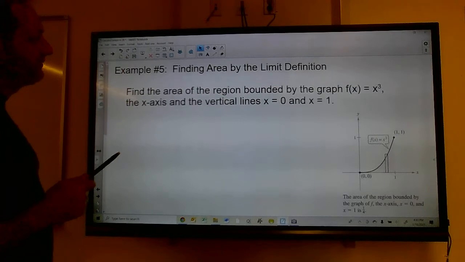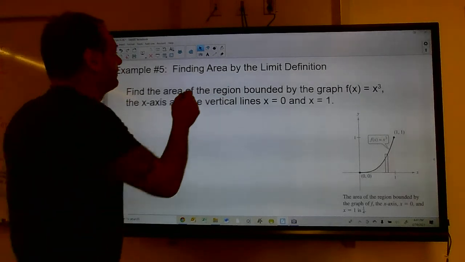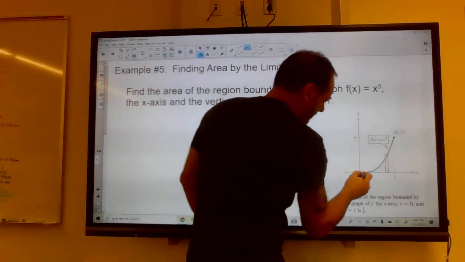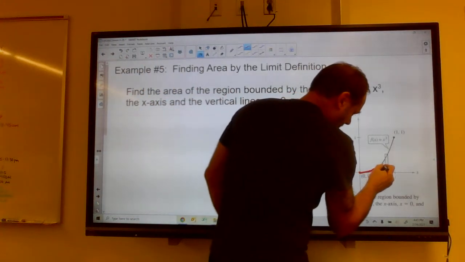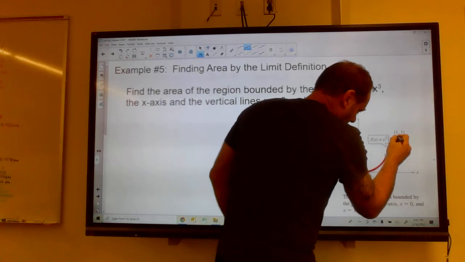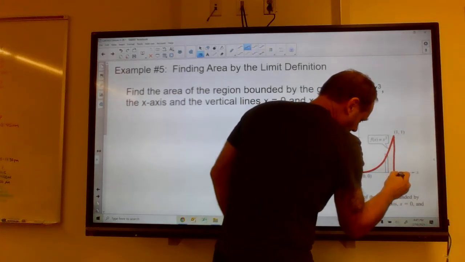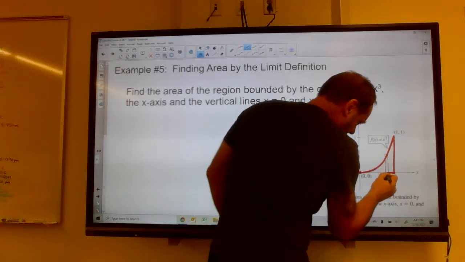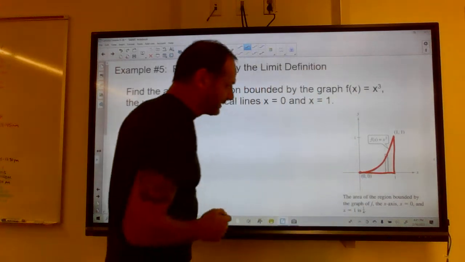So we're going to find the area of the region that's bounded by the graph of f of x equals x cubed. So here's my x cubed. And we're going to find that between 1 right here and 0 right here and above the x-axis. So we're going to find the area right there.